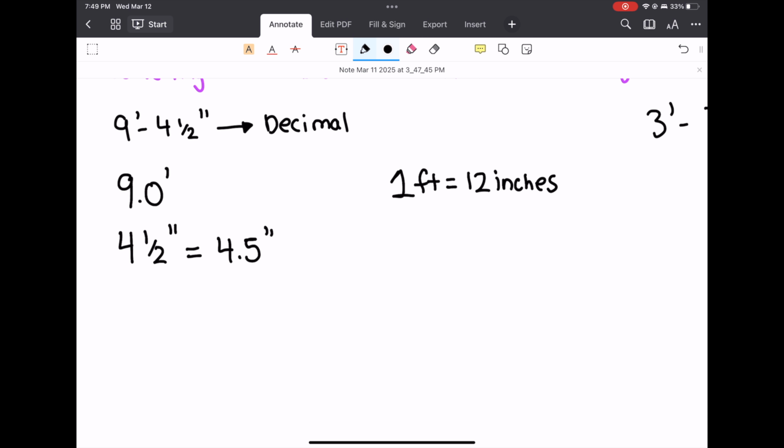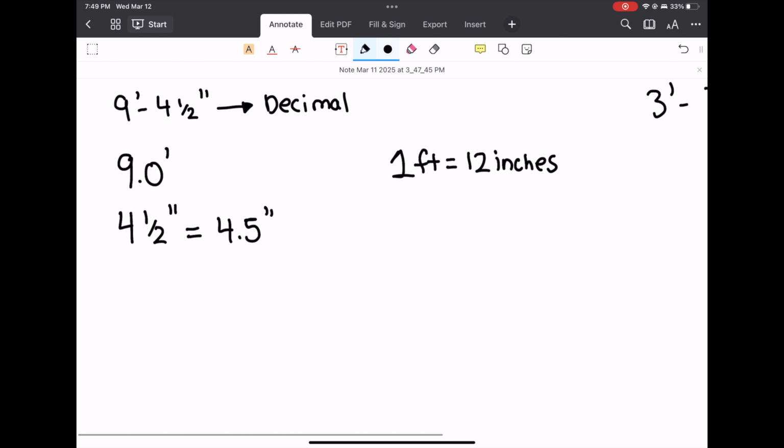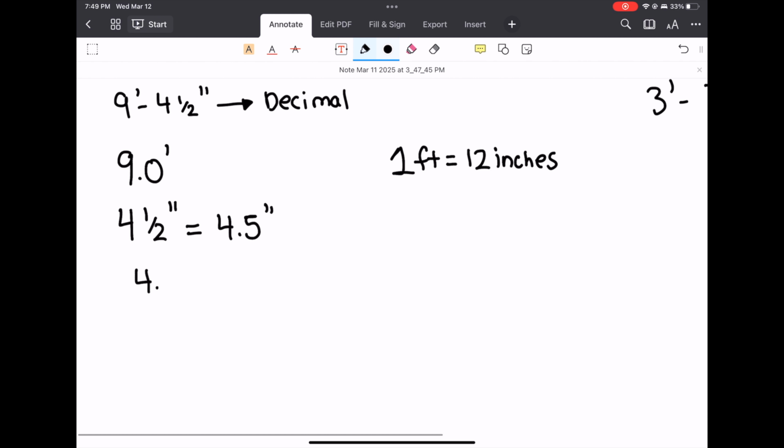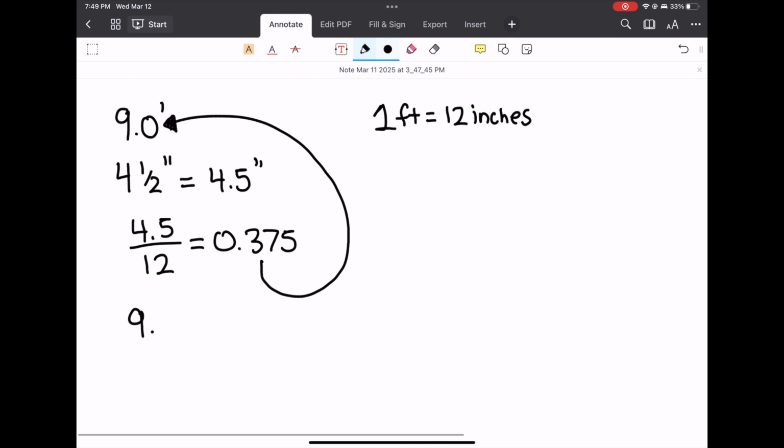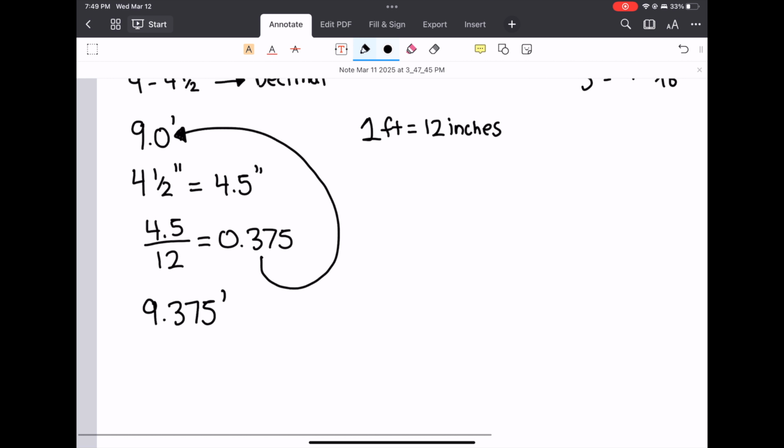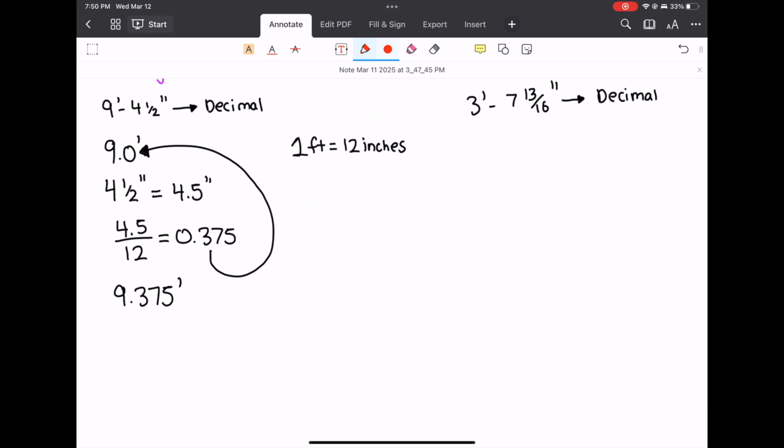So to find how many feet this is, we're going to divide by 12. We take 4.5 divided by 12, and what do we get? We get 0.375. Then we add this to our 9.0. So therefore it's 9.375 feet as our final answer.